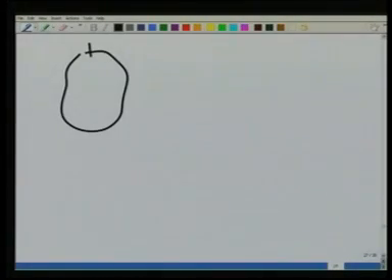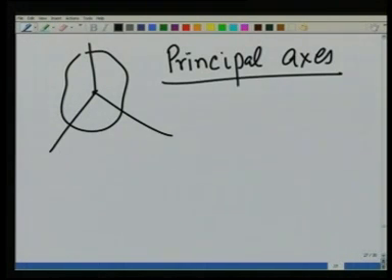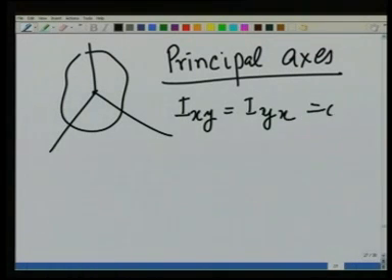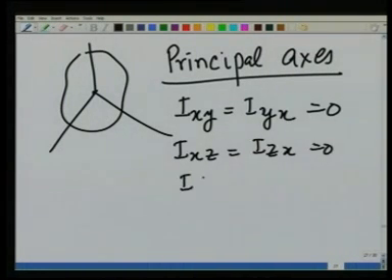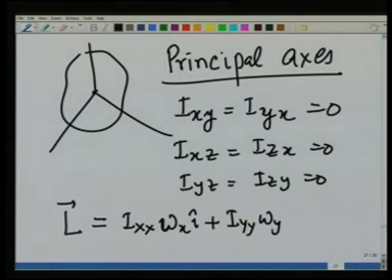Fortunately for us, there is a simplicity involved. For any rigid body, about any point, there exists a set of axes known as the principal set of axes, so that the off diagonal elements I x y, I y x is 0, I x z, I z x is 0, and I y z, I z y is equal to 0, and therefore, the L vector simply becomes equal to I x x omega x i plus I y y omega y j plus I z z omega z k.